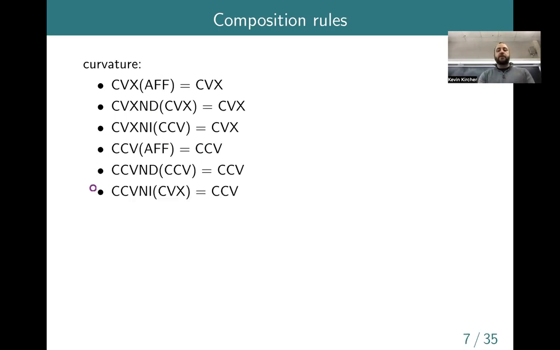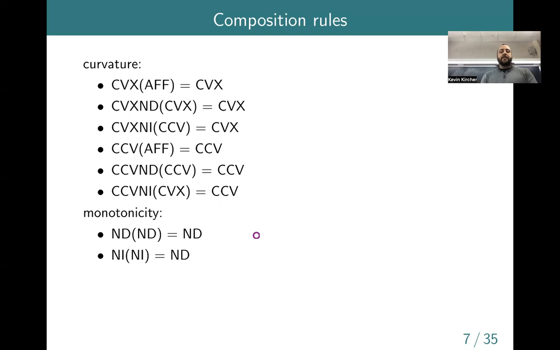And then we have similar rules for concave functions. These are generally not as useful for us, but sometimes they come in handy. Concave of affine is concave, concave non-decreasing of concave is again concave, and concave non-increasing of a convex function is concave. These all look similar to the convex versions. For monotonicity, a non-decreasing function of a non-decreasing function is again non-decreasing. And a composition of two non-increasing functions is non-decreasing.